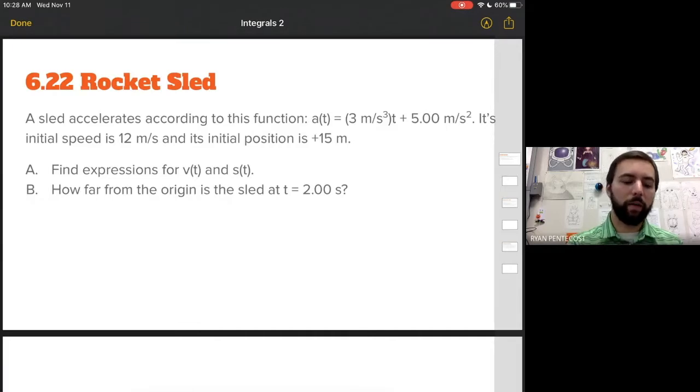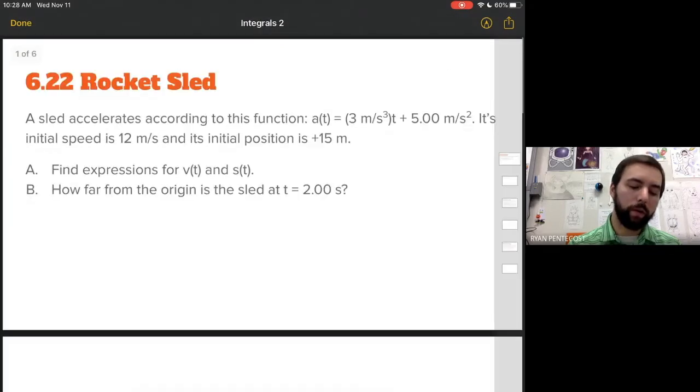So first, we have a sled accelerates according to this function. A of t equals 3 meters per second cubed t plus 5 meters per second squared. Its initial speed is 12 meters per second, and its initial position is positive 15 meters. Find expressions for v and s. Then how far from the origin is the sled at t equals 2 seconds?